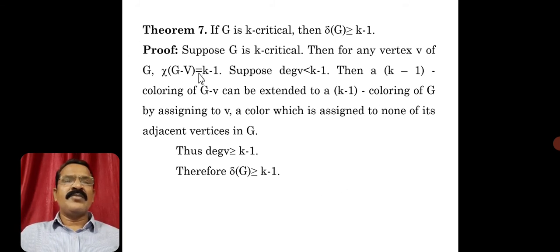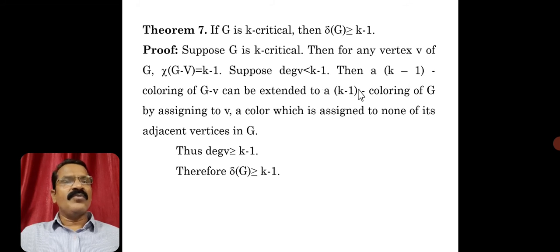Here I should consider a small vertex v. We have considered a graph G which is K-critical. It implies it is a K-chromatic graph. Then we have considered one arbitrary vertex v. If I delete that vertex from the graph, then the chromatic number will be reduced by 1. Earlier it was K, now it will be K minus 1. It implies the degree of that vertex is less than K minus 1.